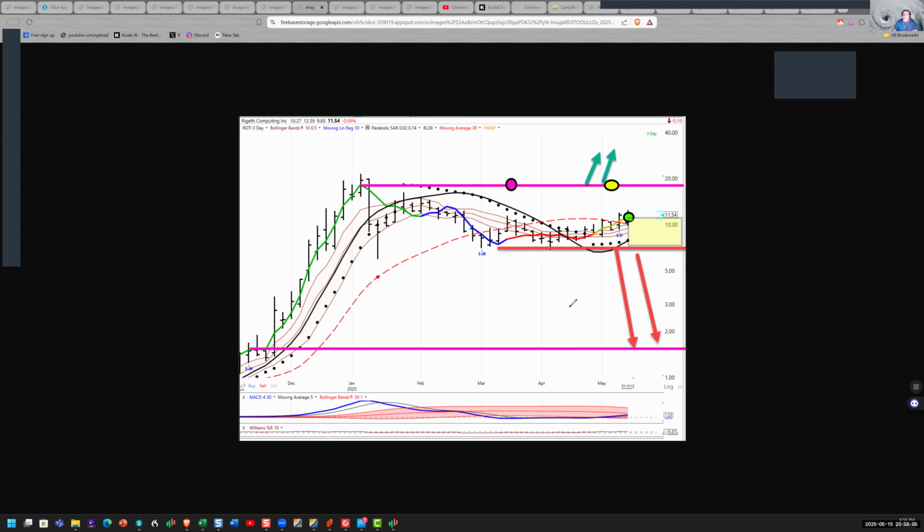Now, my trailing or my initial stop right here, if that lower support level breaks, then I'm ready to go double scoop short because the next support level is all the way back here. This is not support.